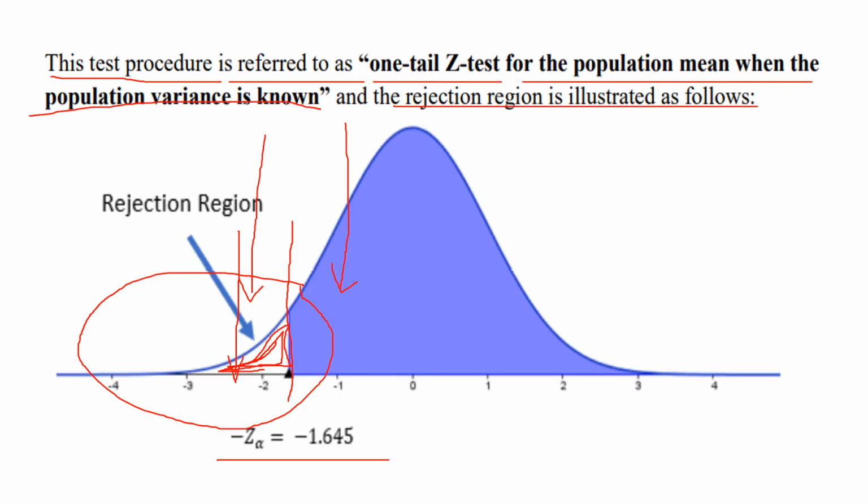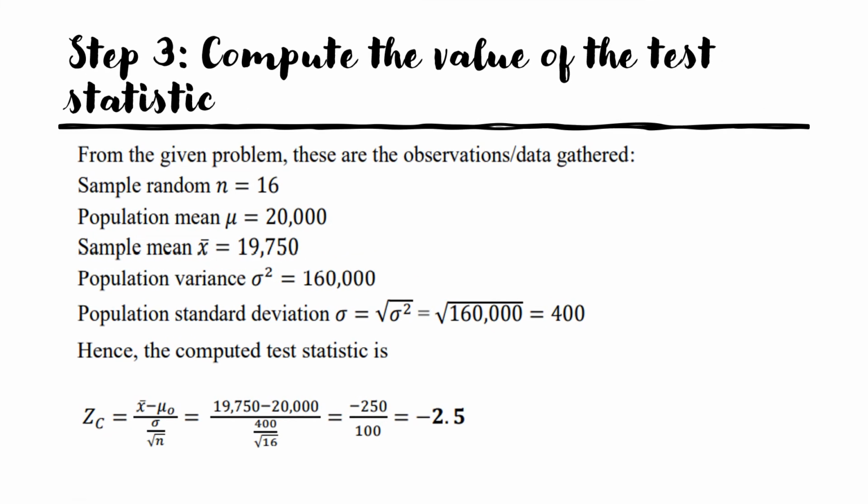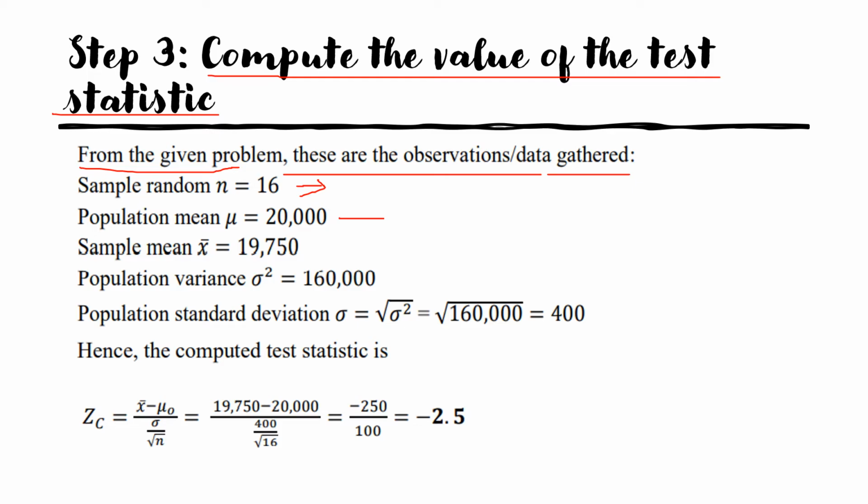So let's compute your computed C value. For step number 3, we're asked to compute the value of the test statistic. From the given problem, these are the observations gathered. First, the sample size n is equal to 16. We assume that your population mean is 20,000. Then your sample mean X bar is equal to 19,750, and your population variance is 160,000.